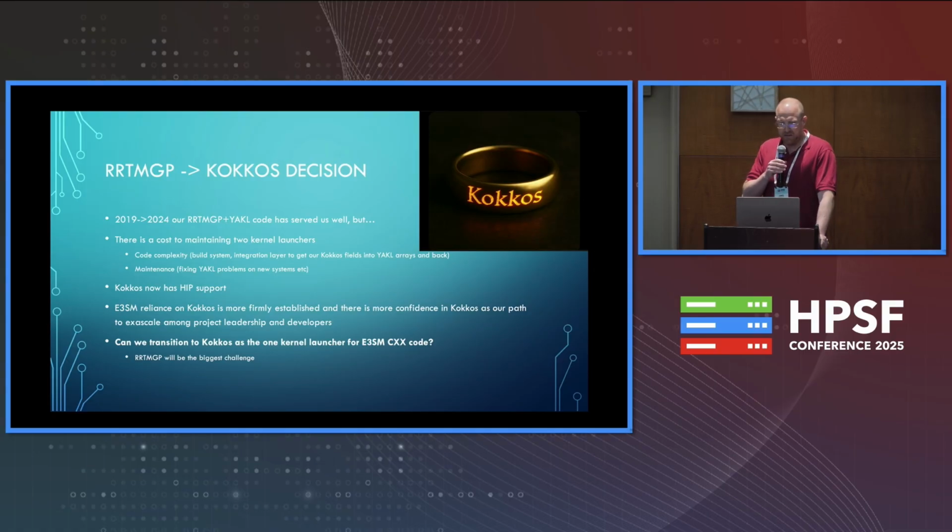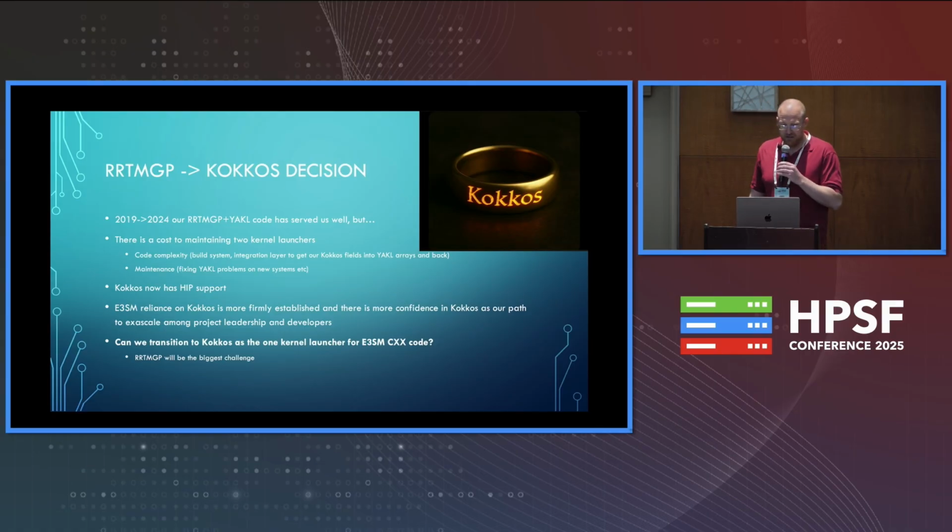And then years go by, the code has served us well, but there is a cost to maintaining two kernel launchers. So first is code complexity, right? The rest of EAMxx is in Kokkos, the radiation's in YAKL, so that means you need a Kokkos to YAKL translation layer, which was tedious. Also, there was an ongoing maintenance cost. So whenever we would update compilers or go to a new machine, YAKL needed a little bit of coaxing to work, whereas Kokkos usually just worked.